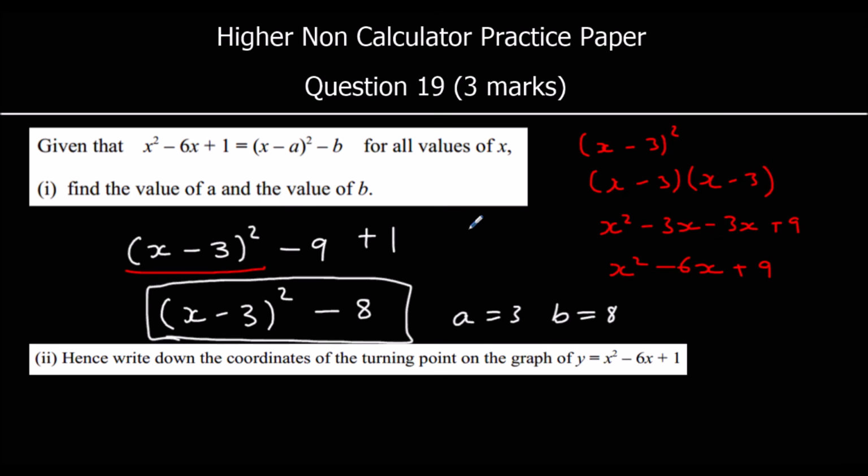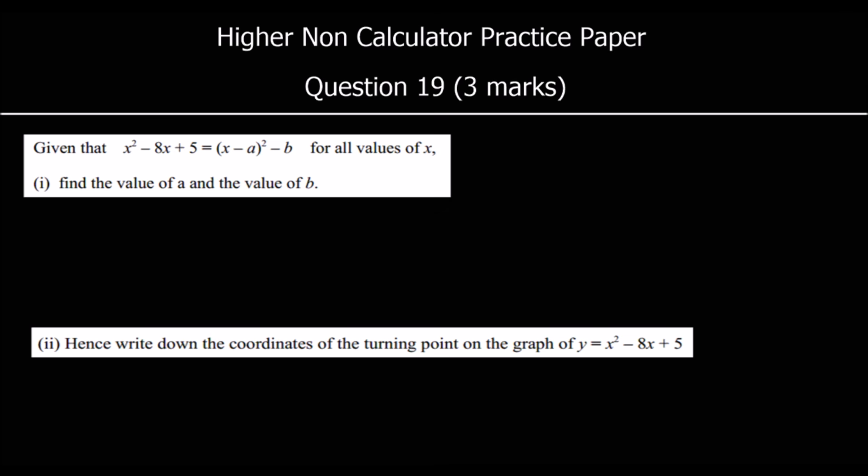So we can use the completing the square format to give us the turning point. So we look at what makes the bracket equal to 0. That is 3. So the turning point is when x is 3. And when x is equal to 3, what's left? So 3 minus 3 is 0. 0 squared is 0. Minus 8 is minus 8. So we've got 3, negative 8.